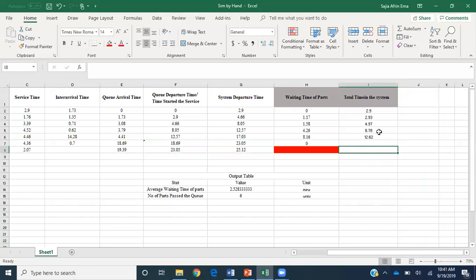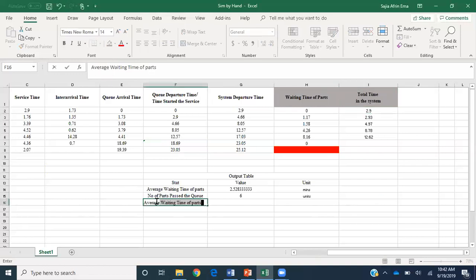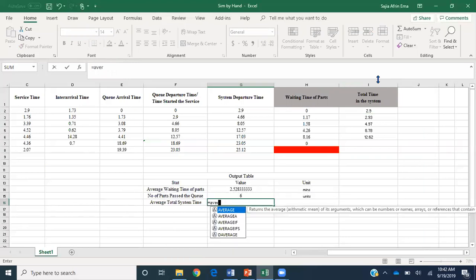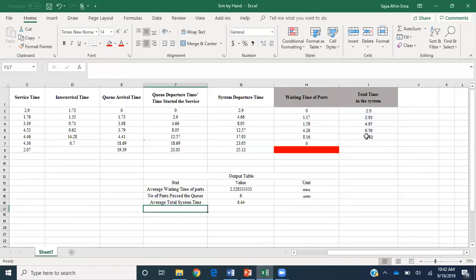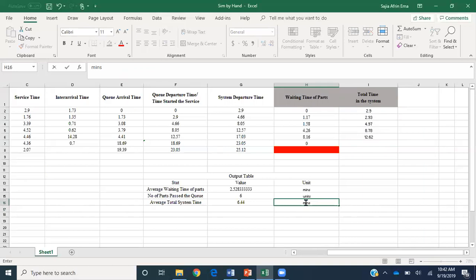Next, I'm going to get the average of the total system time. Okay, so average total system time, or total time in the system, or cycle time. Technically, you can call this stat total time in the system or cycle time. Okay, average. I'll get the average of this list. What is it? 6.44 minutes. This is in minutes.